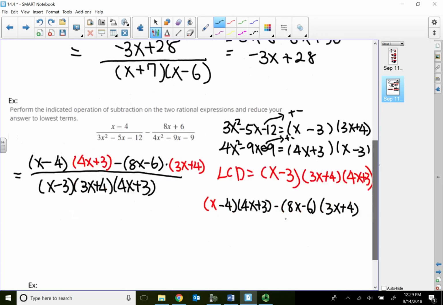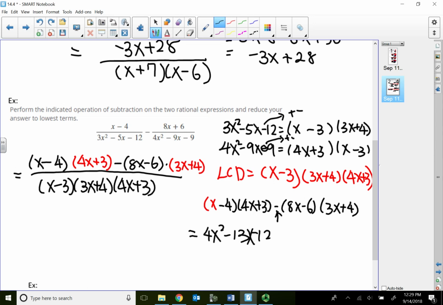All right, so I got two terms here. Both terms I have to do the FOIL method. So let's do FOIL just by looking at it. x times 4x is 4x squared. Negative 4 times positive 3 is negative 12. My outer is 3, inner is negative 16. Negative 16 plus 3 is negative 13x.